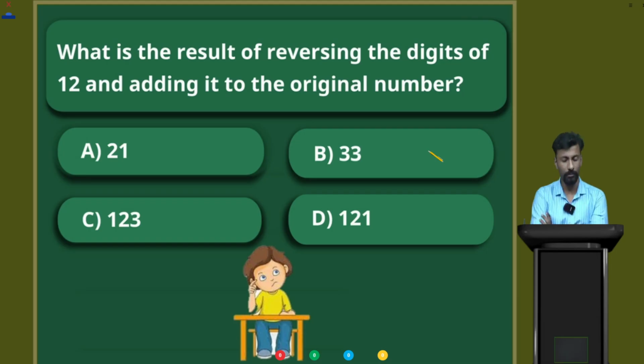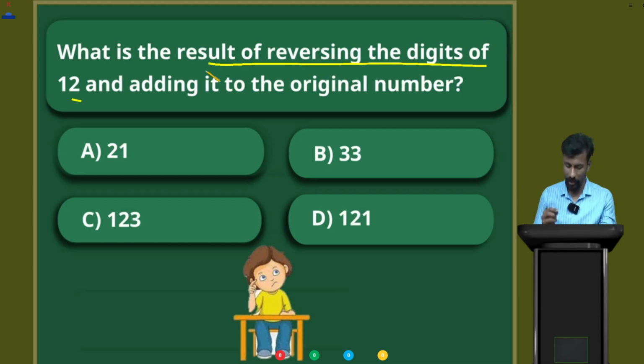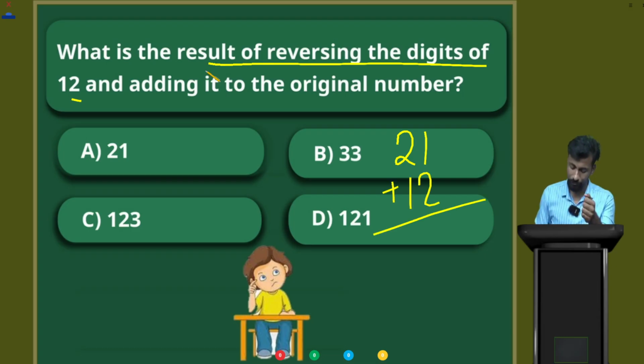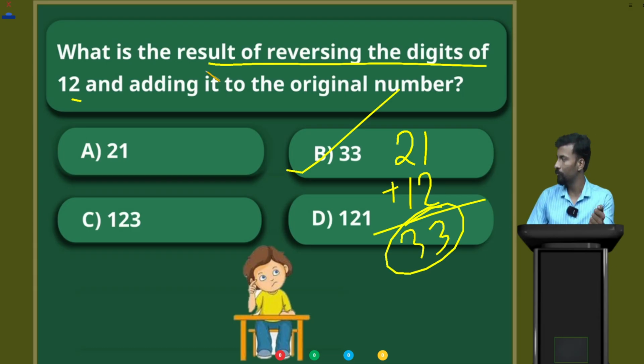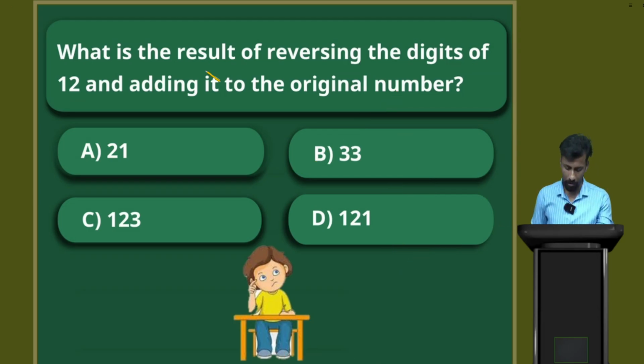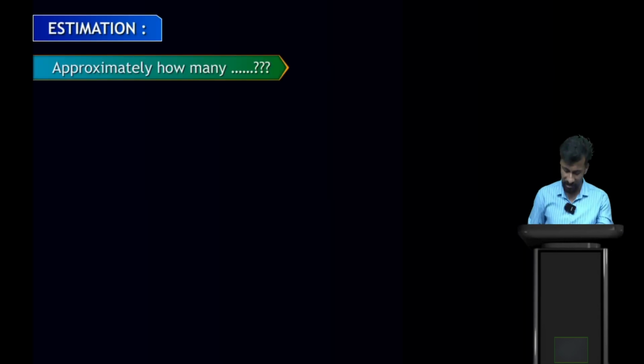And here comes the end. Time's up. So reversing the digits of 12, you will get 21. We just have to add it to the original number. The original number is 12. Just add it. Option B. It's an easy one. So we will get 33 as our result. So option B is the correct answer. Now estimation. Now look what happens.